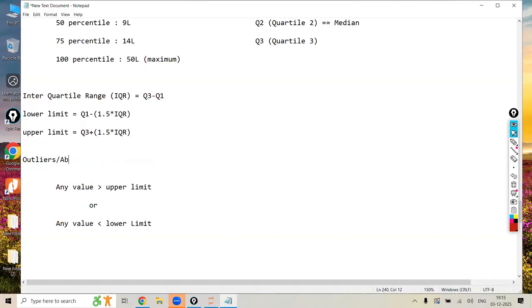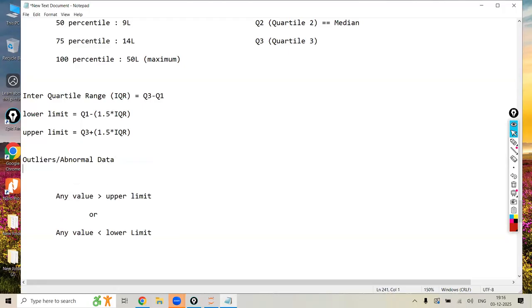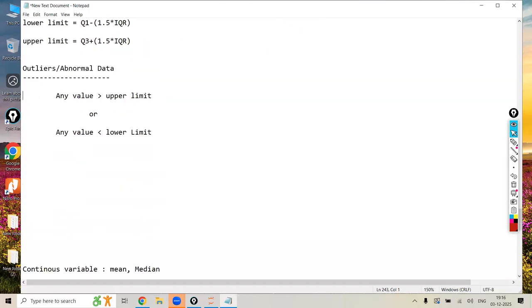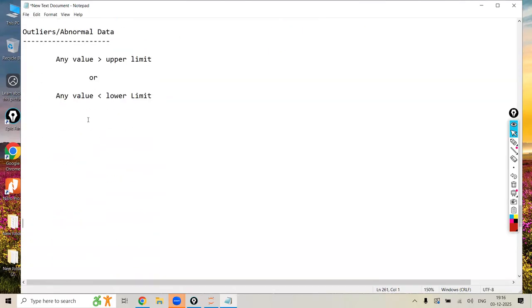Outliers, which we call abnormal data, special data. Any value greater than the upper limit or any value less than the lower limit, any one of them is called an outlier. Outliers are nothing but abnormal data, which is completely different from the other data. Is the point clear? Now, what are the outliers here?